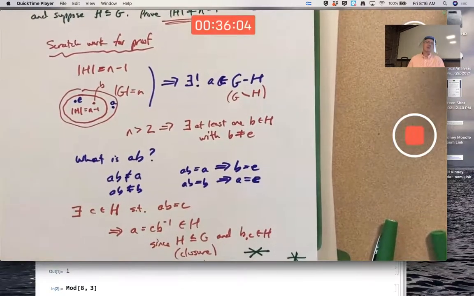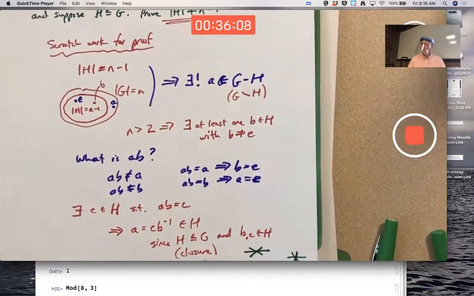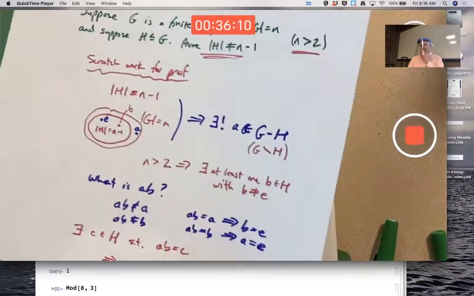Maybe just like on the homework, if I put something like this on the test or something of equivalent difficulty, I'd give you a little hint to get you going.